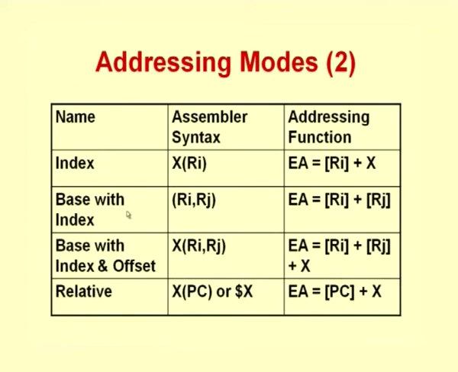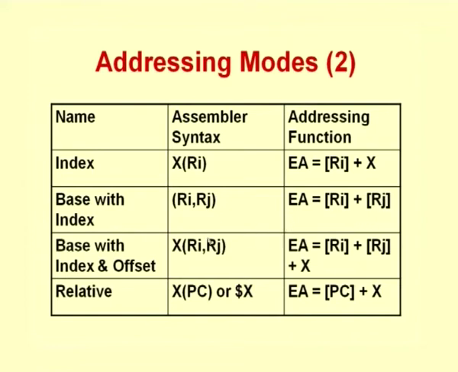Then we have something called base with index. Here it can be specified as a combination of two registers, where one register serves as the base and the other register serves as the index. In this case, your effective address is calculated as the contents of Ri plus the contents of Rj. So, two registers are specified and we take the contents of these two and add them up to get the effective address.